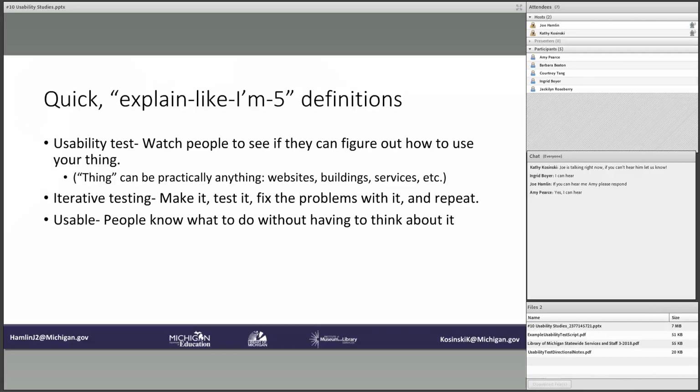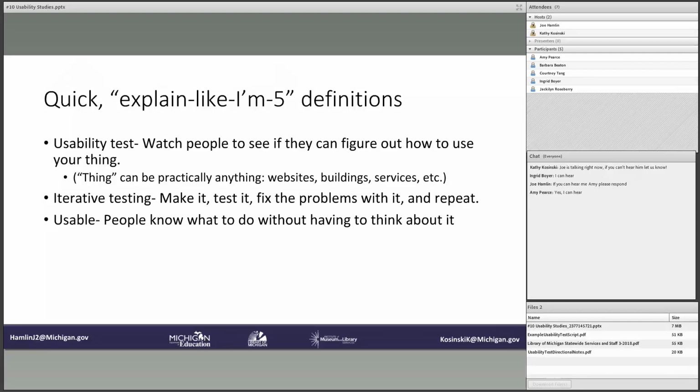The first thing, in case you're not familiar: usability testing is essentially watching people to see if they can figure out how to use whatever it is you're testing. It can be practically anything: websites, buildings, services. Iterative testing, which is from our tagline, is when you make something, test it, fix the problems with it, and then repeat, over and over again until hopefully one day you reach the peak of having the perfect thing.